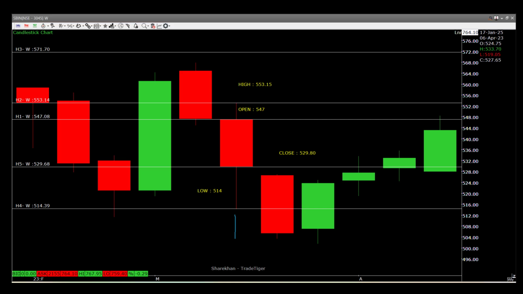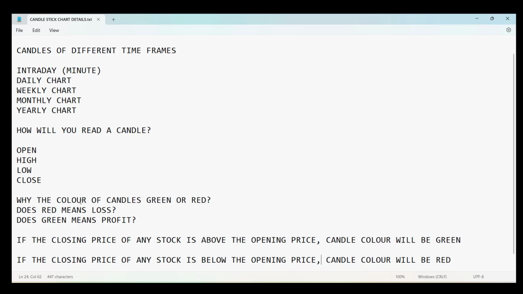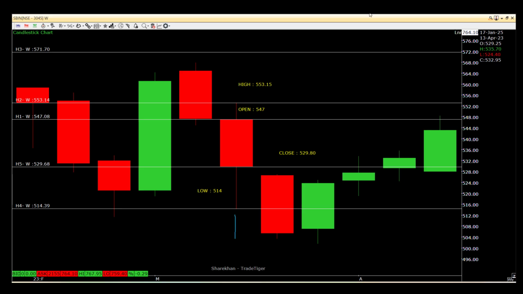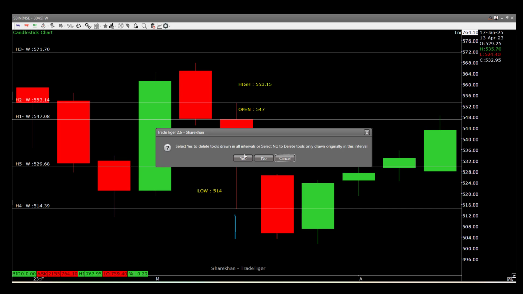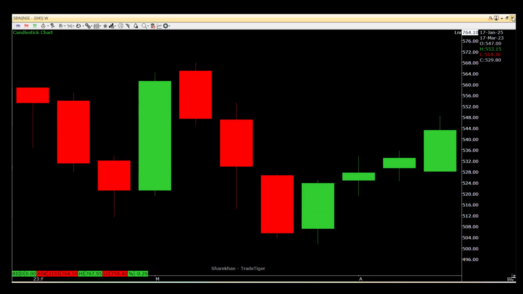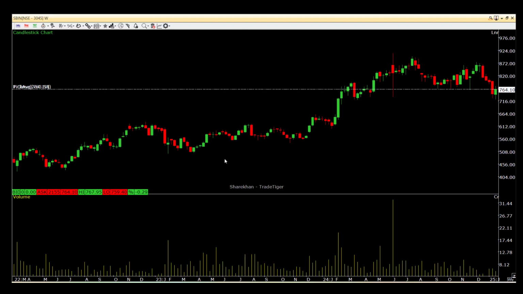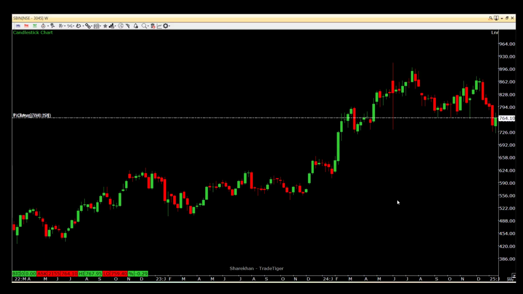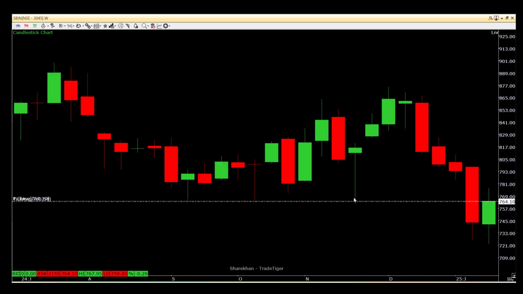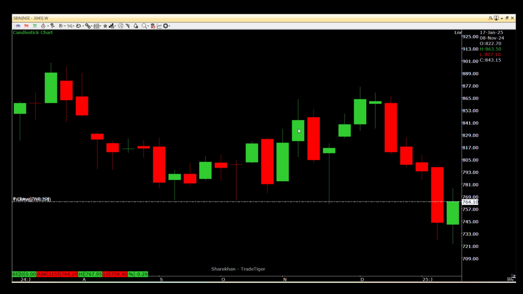Now the question is, why is the color of candles green or red? Does red mean loss, and does green mean profit? We need to understand that. So we will delete this, and again go to the State Bank of India chart. Now our question is, does this red candle mean loss, and does this green candle mean only profit?